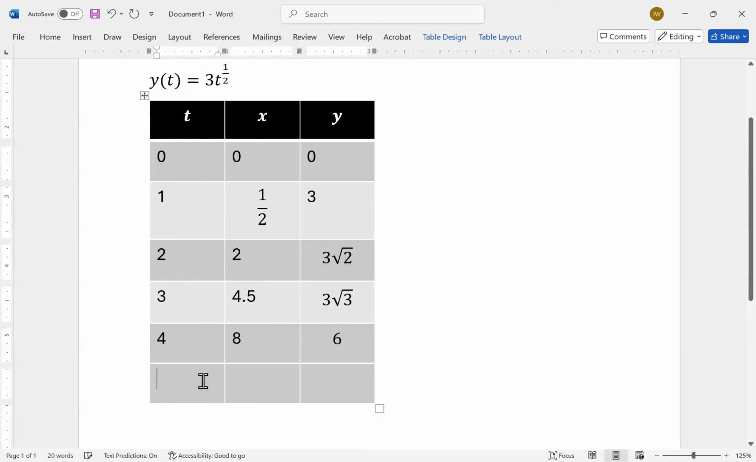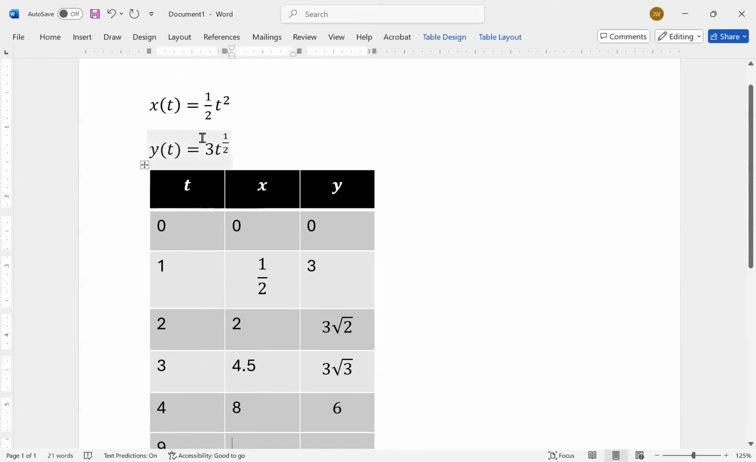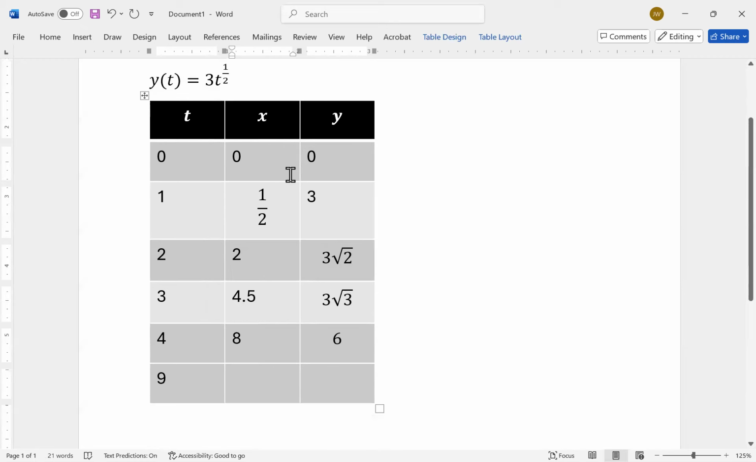And we can basically do anything. It's kind of nice. I'll plug in one more. Let's say I plug in 9. 1/2 times 9 squared is going to be 40.5 as the x value. When I plug in 9 here, 3 times 9 to the 1/2 power, that's 3 times 3, I get 9, it turns out.